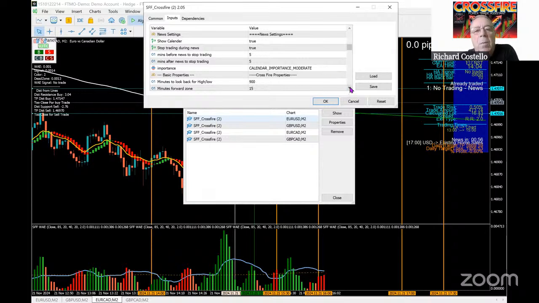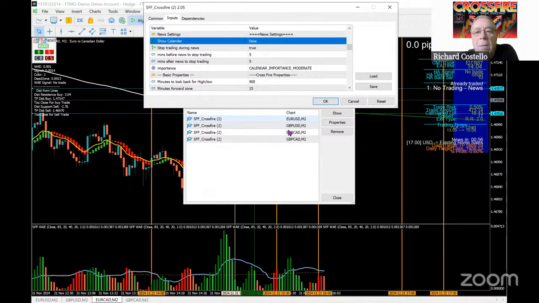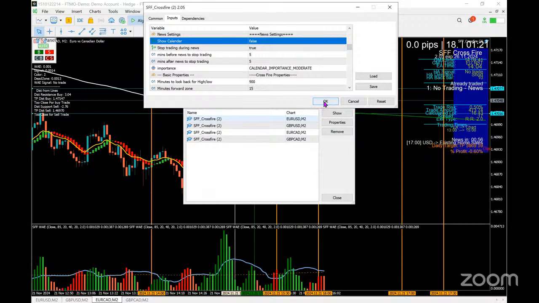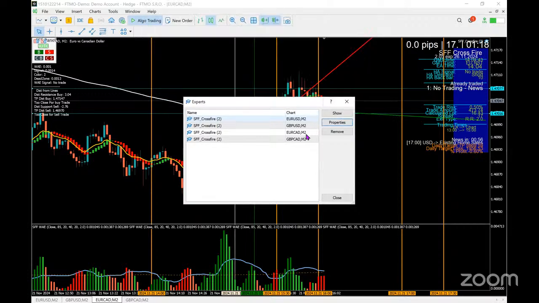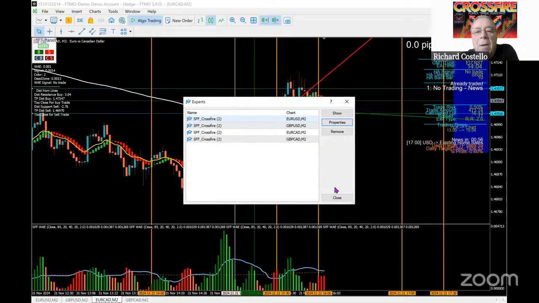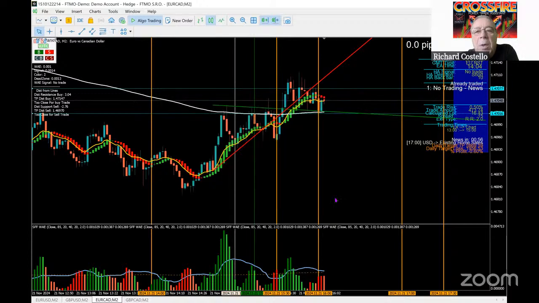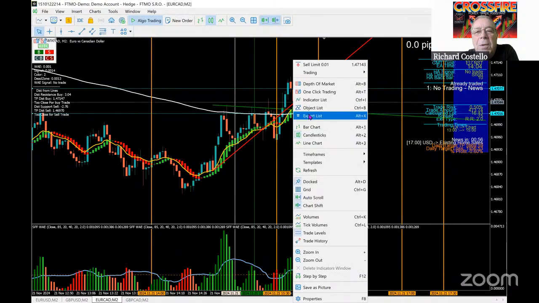I'm happy with this particular setting as it stands. So it's showing the calendar. If I turn that off to false, click OK, and come out of that, those lines should disappear. No. What did I do wrong?